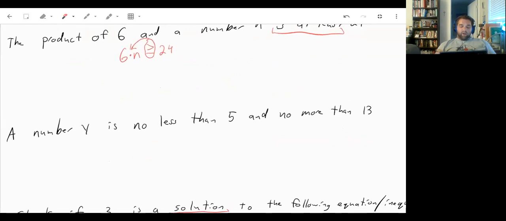Finally, a number y is no less than 5, so y has to be greater than or equal to 5, and no more than 13. So y also has to be less than or equal to 13. So it is also possible to have your variable or some portion of your inequality sandwiched between two different inequality signs, and that's totally acceptable as well.